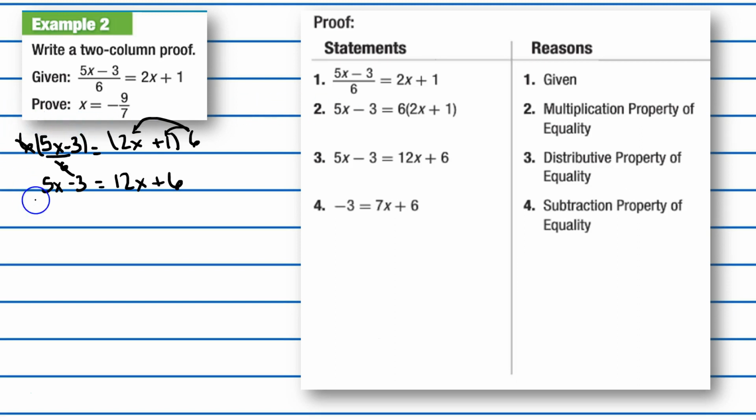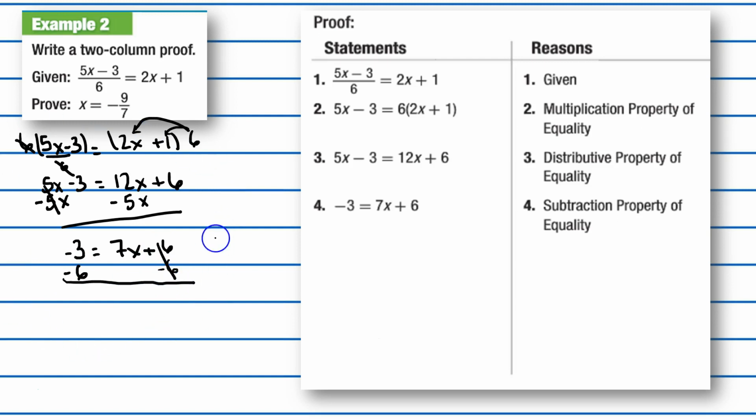Then, as we know, if we were to simplify this, we'd be like, 5x is smaller than 12x, so we subtract 5x from both sides. We have negative 3 is equal to 7x plus 6. Well, what you did on both sides, you subtracted. Subtraction property of equality. And then I'm like, okay, I want to get my x's by themselves. So minus 6 on both sides.